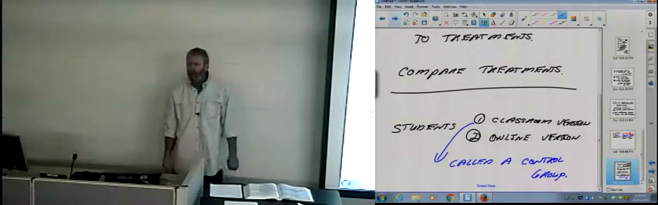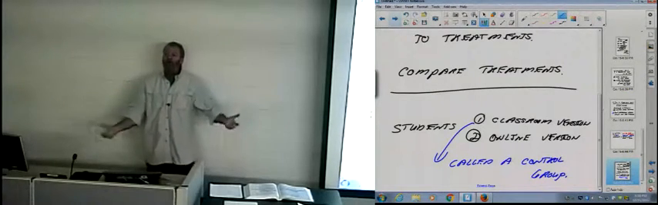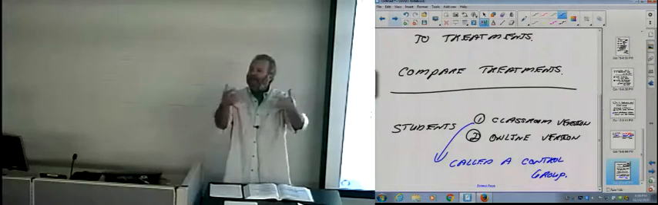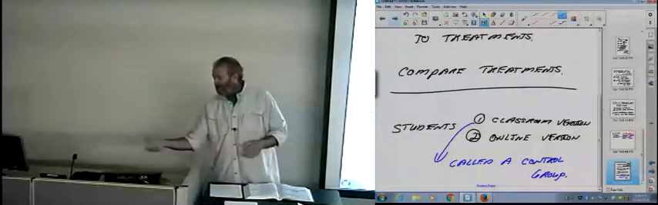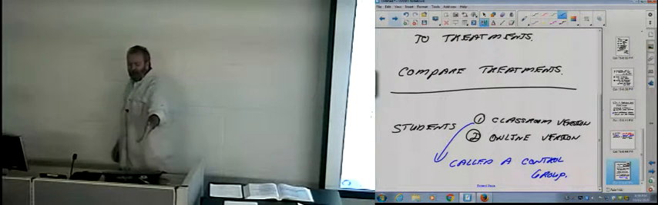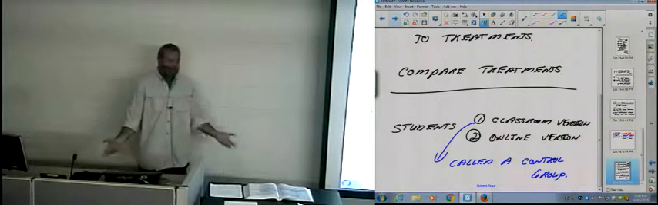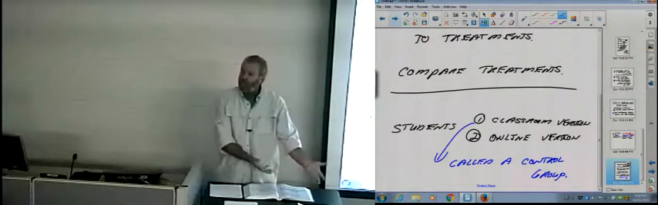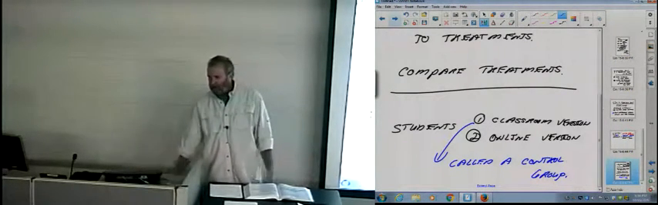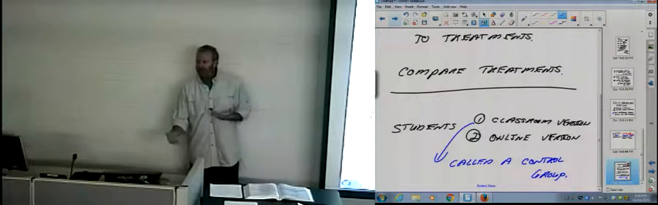Why the word control? You are controlling the lurking variables now. Now you have more than one group to assign the students to, right? So I need to fix this experiment by introducing a classroom version. That classroom version is the norm, right? That's what's been going on for years. That's what you're comparing to, right? You're interested in the online version. So you have to have this control group.